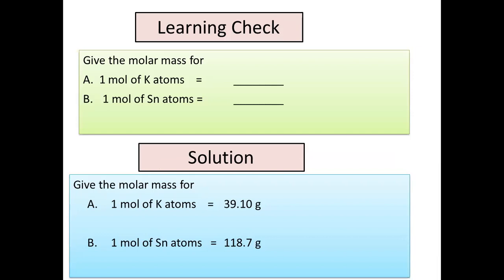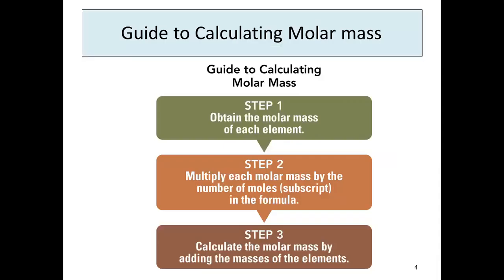And what will be the molar mass for 1 mole of tin atoms? That is 118.7 grams. So simply how to calculate the molar mass? There are some steps to calculate molar mass of a particular substance or element. In step 1, obtain the molar mass of each element. In step 2, multiply each molar mass by the number of moles given as a subscript in the formula.